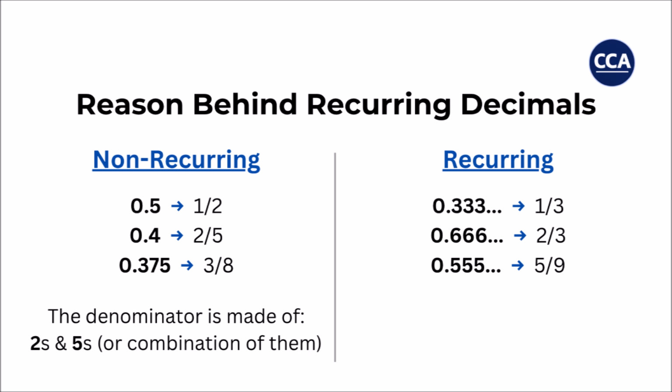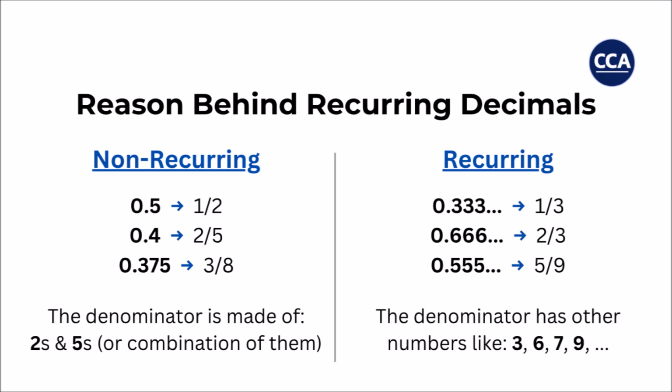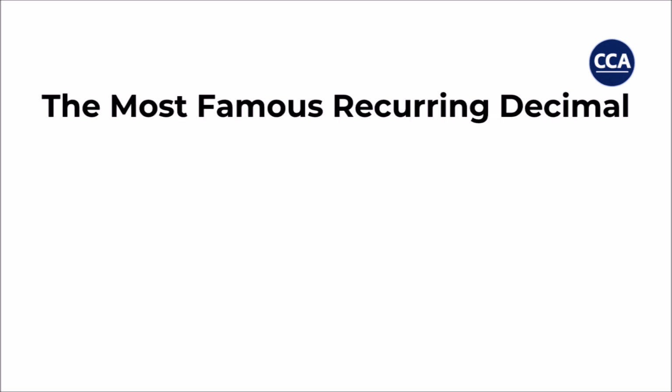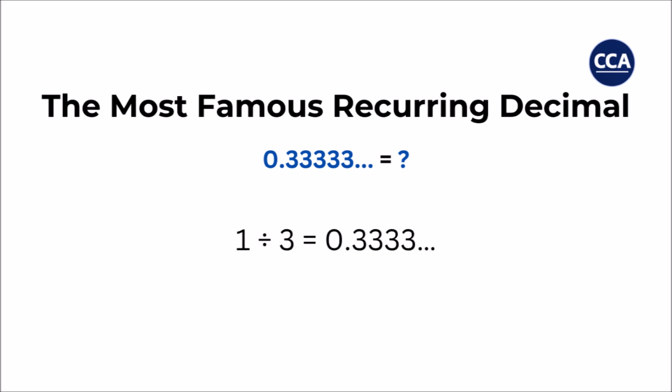Whenever the denominator fits perfectly into our base 10 system, like 2, 5, or combinations of them, the decimal ends. But when the denominator contains numbers like 3, 6, 7, or 9, which do not fit perfectly into powers of 10, the decimal keeps repeating forever. That is why recurring decimals happen. Let's understand this with the help of the most famous recurring decimal. 0.33333 repeating. Basically, when you divide 1 by 3, you don't get a clean answer. Instead, the division continues forever, producing 0.33333 repeating.